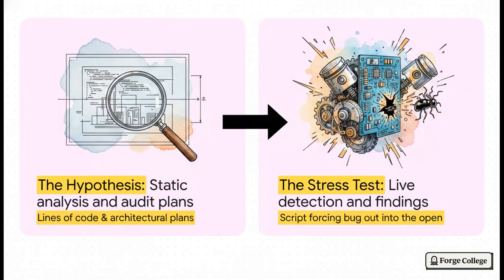So we are shifting from those theoretical flags we mapped out previously right into the concrete reality of proving those bugs actually exist. It's one thing to look at a static line of code and confidently say, I think there's a problem here. It's a completely different game to write a script that forces that bug out into the open. It's kind of like the difference between claiming you saw Bigfoot in the woods and actually putting him in a cage for everyone to see.